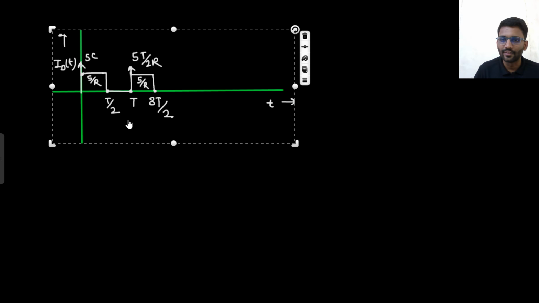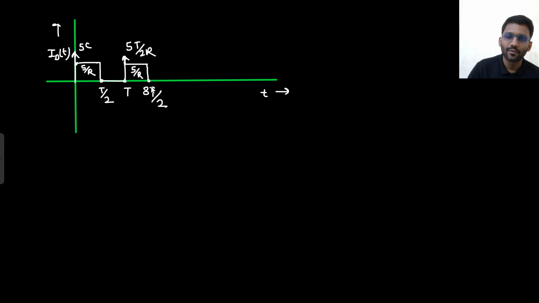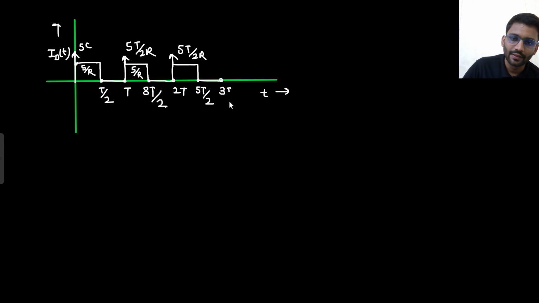So this is my IDT waveform. It will keep on repeating from 3t by 2 to 2t. ID will be 0. Then again the impulsive current will be there, the 5t by 2R. Then this will be 5t by 2, then till 3t. At 3t again there will be an impulse, 5t by 2R. And again it will keep on going like this. This is 5 by R. This is also 5 by R.